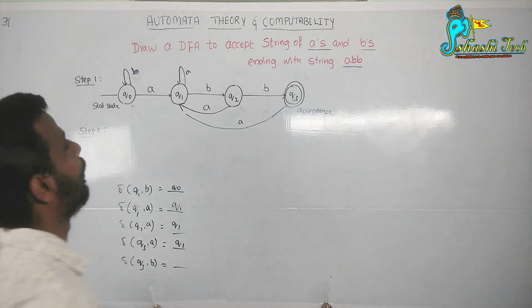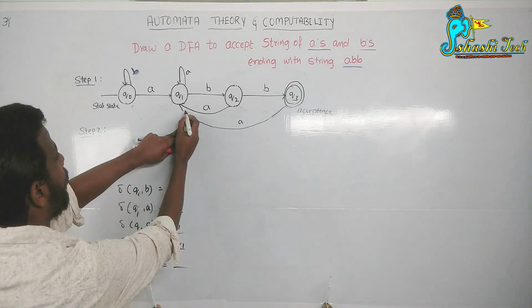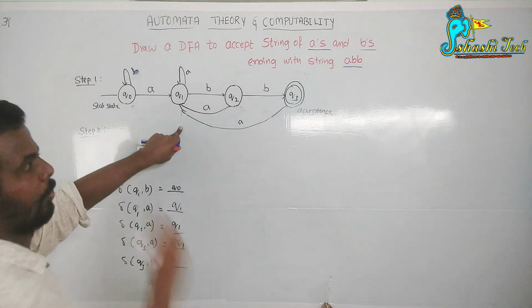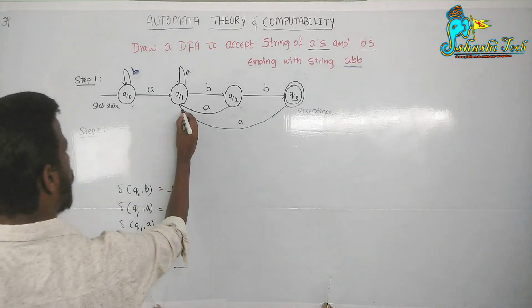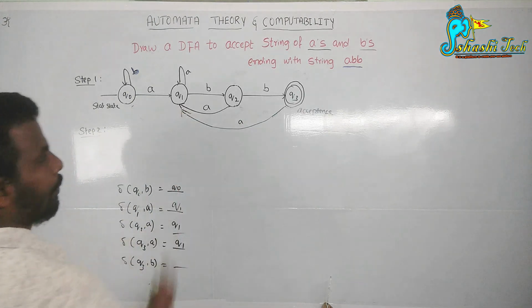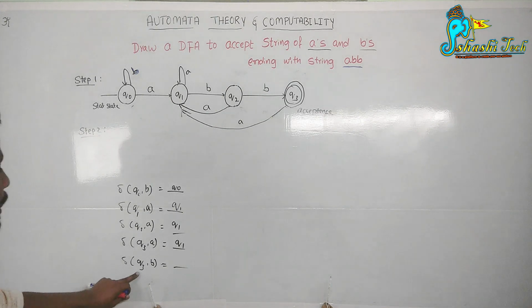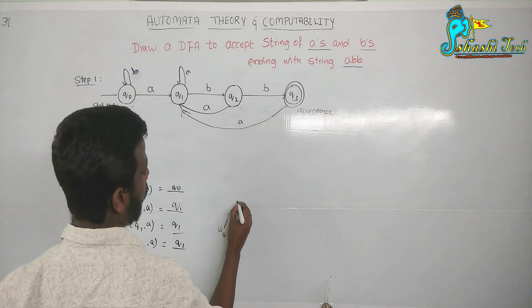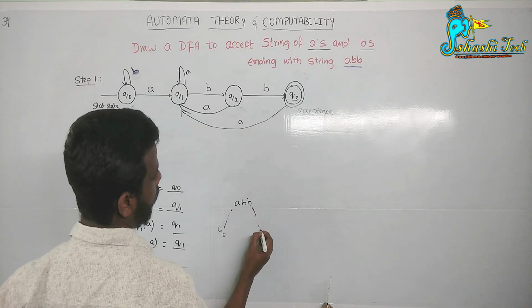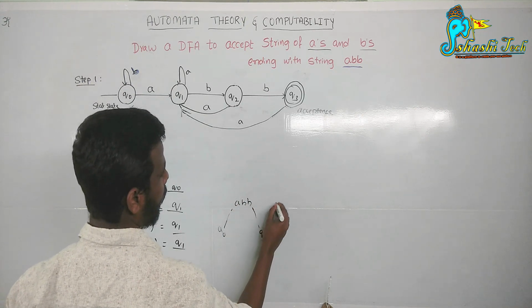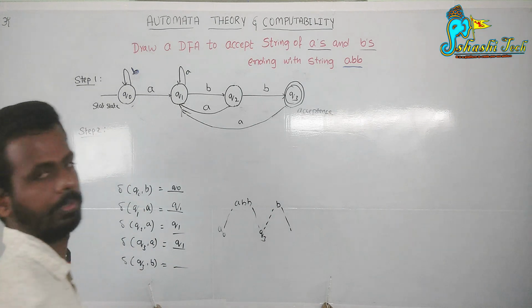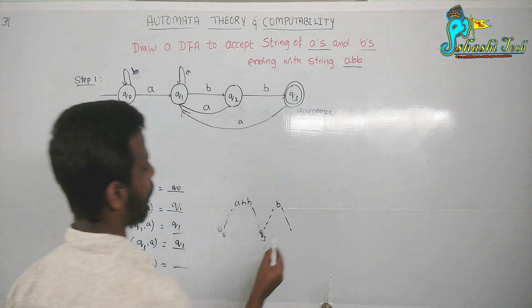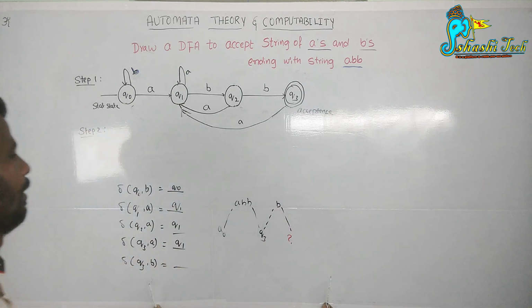Q3 upon accepting A is going to reach the Q1 state. Last thing is Q3 upon accepting B. I will write it directly. Q1 upon accepting A, B, B, it is going to reach the Q3. Q3 upon accepting B is going to reach some state. That state we don't know.